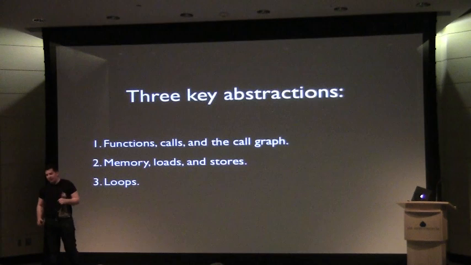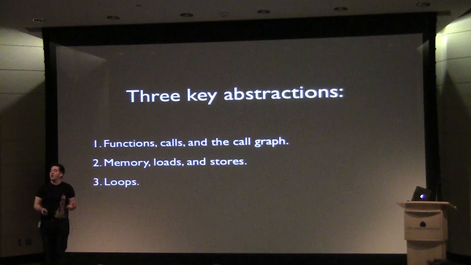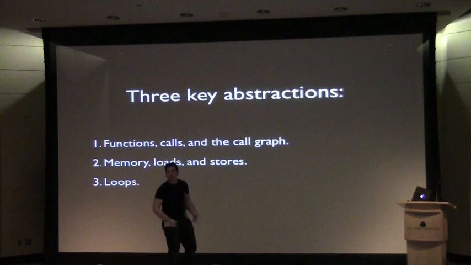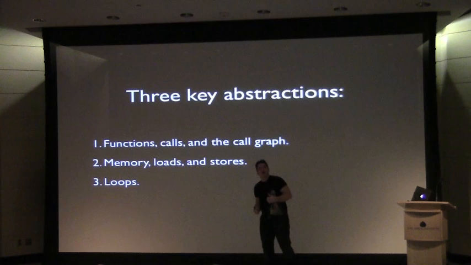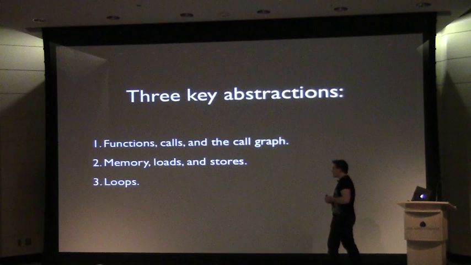The second major abstraction the optimizer has to deal with is the fact that you have memory. And memory is this kind of unanalyzed thing. It's a pile of bits, you manipulate it in strange ways, strange things come out of it, and somehow your program behaves correctly, and the optimizer has no idea how that works. The third thing is loops.